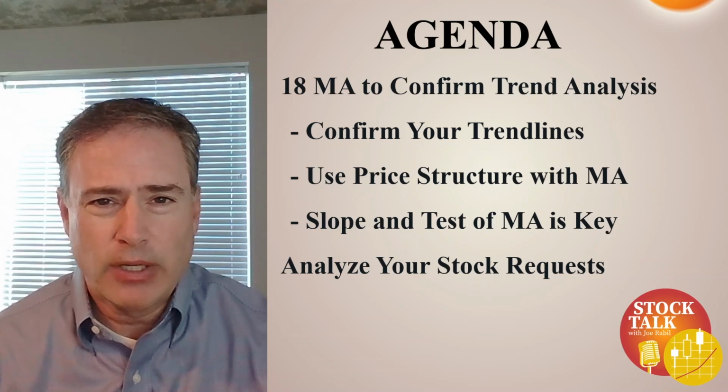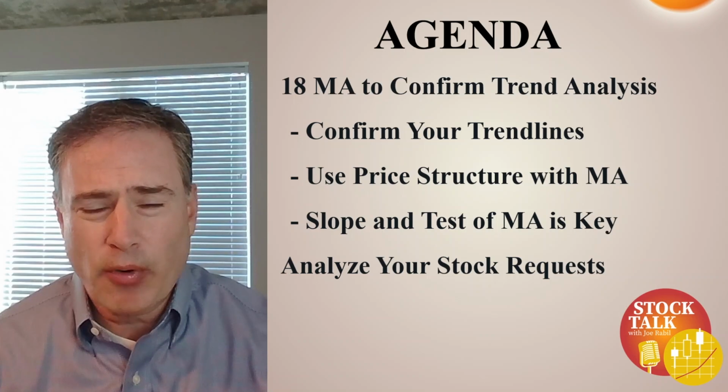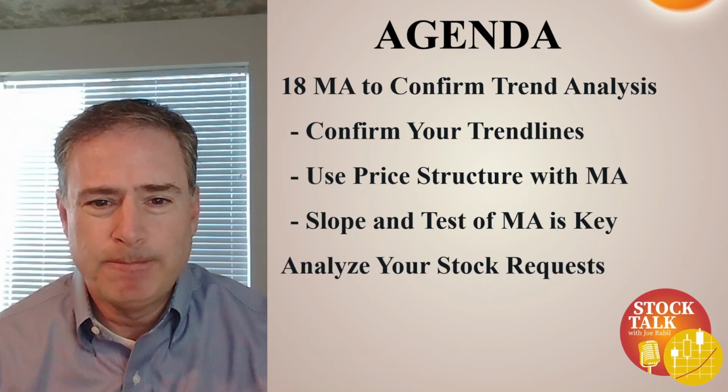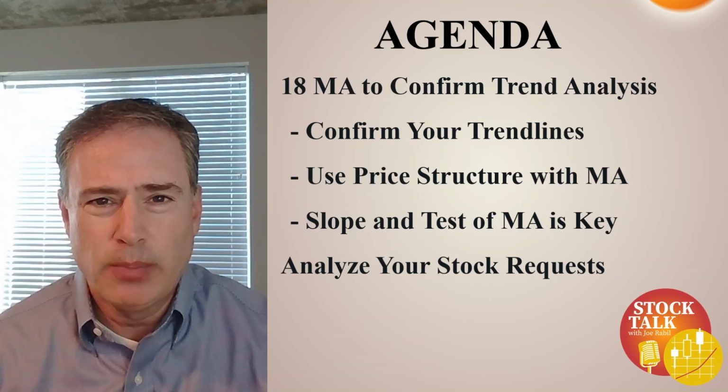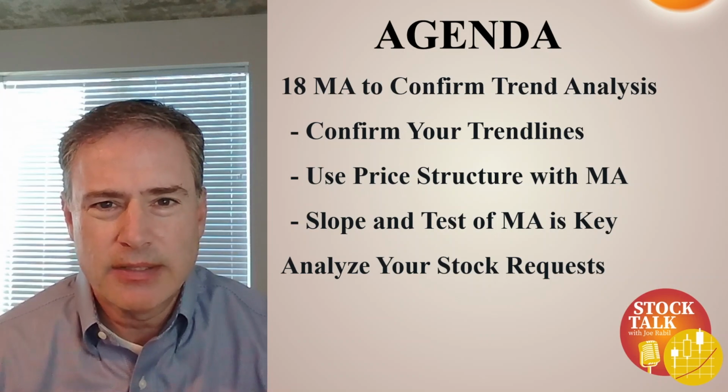So I want to go through that and explain how I use the moving average to confirm the trend line, starting with price structure and then looking at the MA. And then what I like to do is look at the slope of the MA to help with confirmation as to trend change. So we're going to go through that, and then I'll go through the stock requests that came through. So let's go ahead and get into this lesson now.